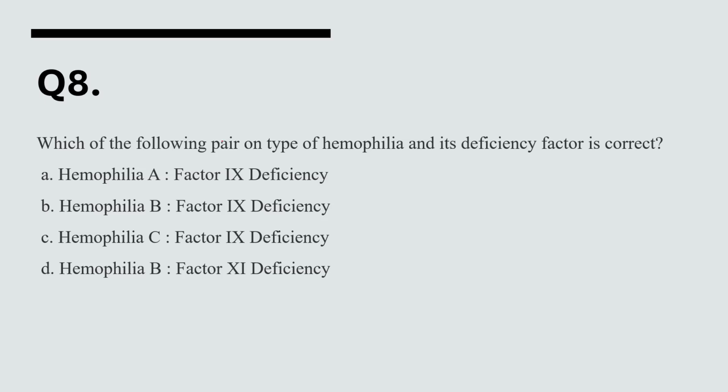Next question is, which of the following pairs of type of hemophilia and its deficiency factor is correct? I just discussed it a few minutes ago. Please try to recall and answer this question. Hemophilia A, factor 9 deficiency. Hemophilia B, factor 9 deficiency. Hemophilia C, factor 9 deficiency, or hemophilia B, factor 11 deficiency. Which one will it be?